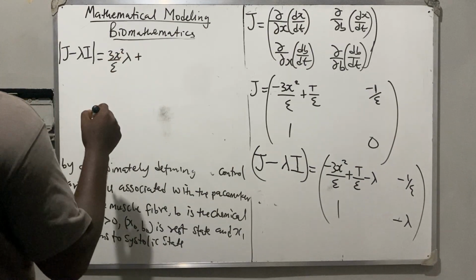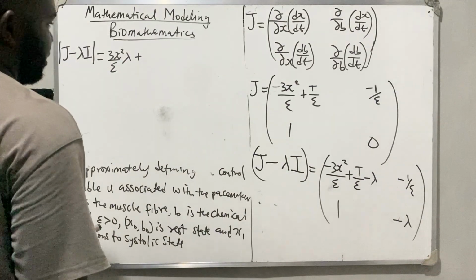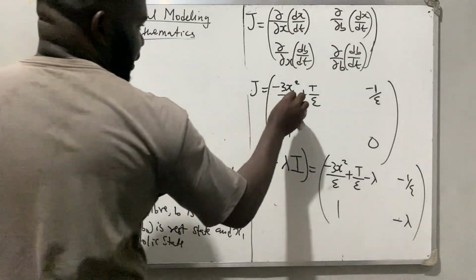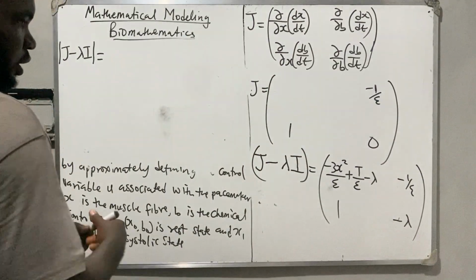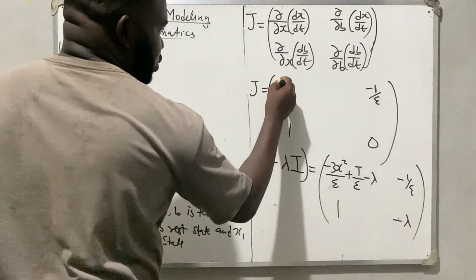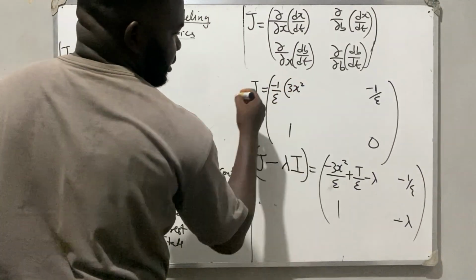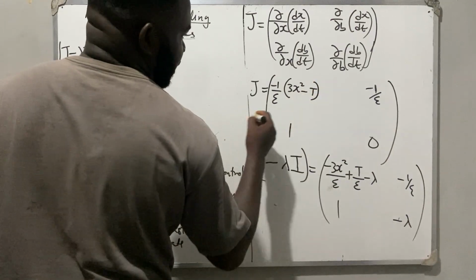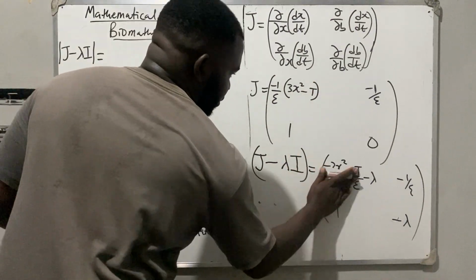plus, okay, let us have that these terms are together. You understand? So let me rewrite this to be minus 1 over epsilon in bracket of 3x squared minus t. It will be better for me. Then, okay, so that it will now look like this.